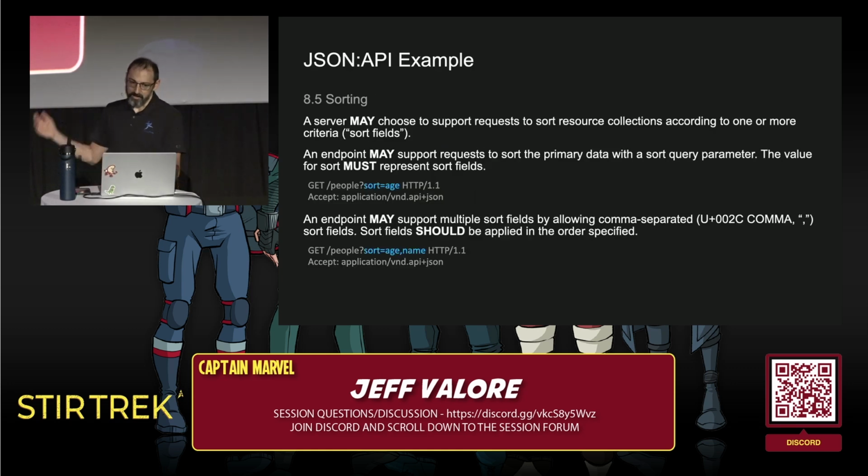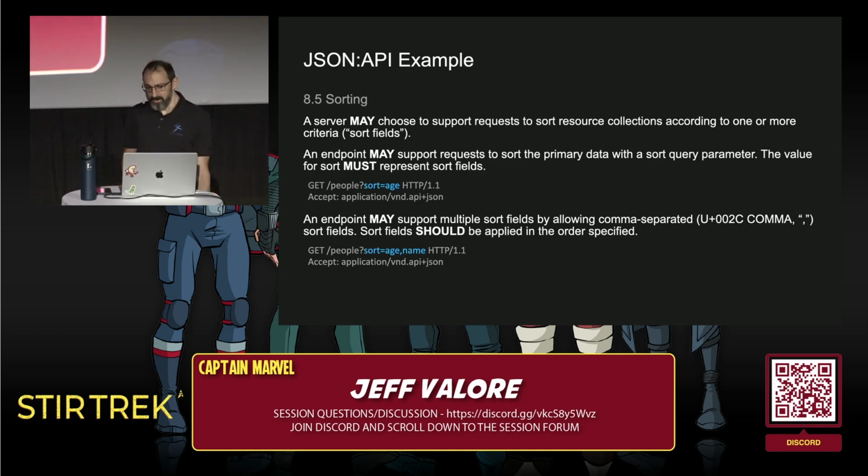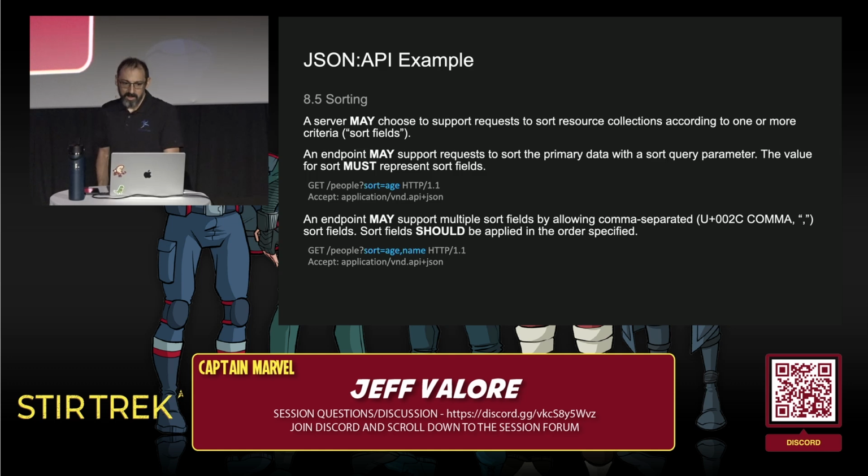And this is the kind of stuff I'm talking about, straight out of JSON API. This is their section on sorting. You have your may, must, should keywords that you normally have in specifications or RFCs. And basically every endpoint should use sort as the parameter name. Not order by, not sort by. Everyone should just use sort.